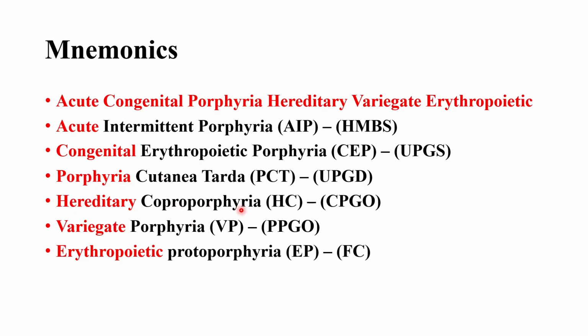Then hereditary coproporphyria, in this the enzyme coproporphyrinogen oxidase is deficient. Then next is variegate porphyria. In this, protoporphyrinogen oxidase is deficient. And last is erythropoietic protoporphyria. In this, ferrochelatase is deficient. So through this mnemonic you can easily learn porphyrias, because this is very important. You should know, as a short note on porphyrias can be asked.